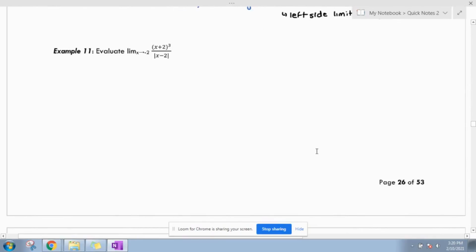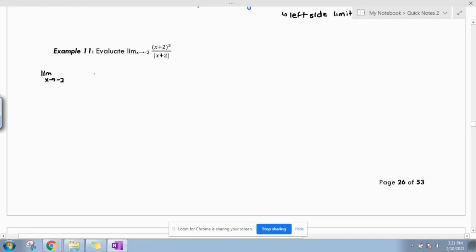All right, so for example 11, we've got kind of the same thing going on. We've got evaluate the limit as x approaches negative 2 for x plus 2 all cubed all over x minus 2 in absolute value brackets. So in this case, I've got my absolute value now in the denominator, okay? But before I do anything, let's try out a direct substitution first to make sure that we do have an indeterminate form here. So I'm going to do the limit as x approaches negative, oops, that should say positive 2 and not negative 2, my apologies.